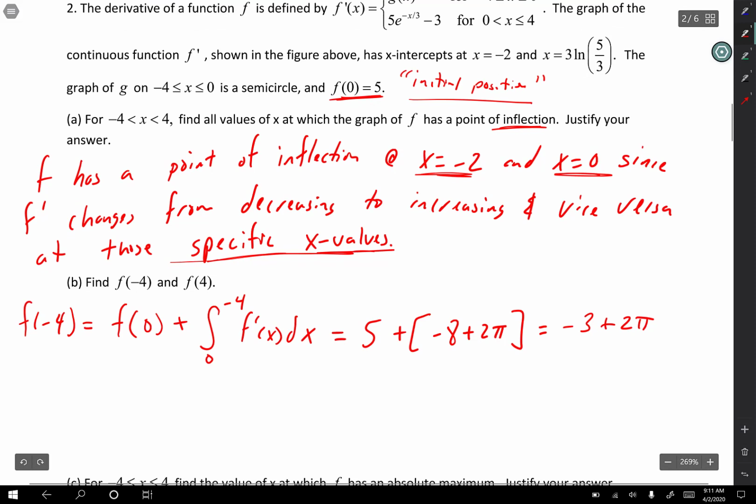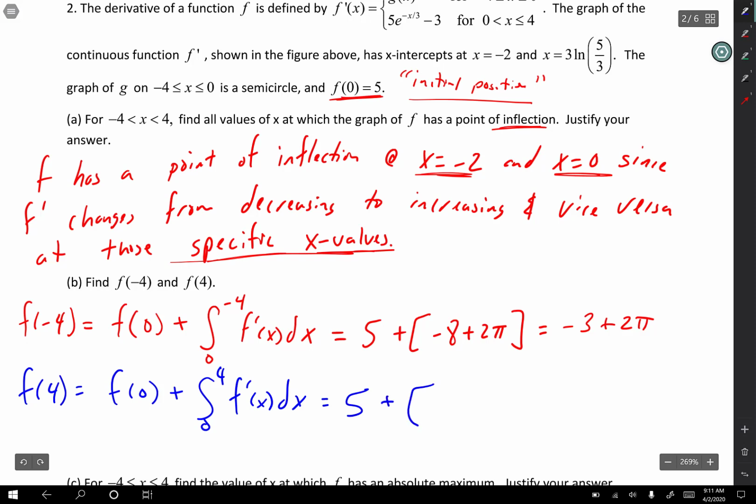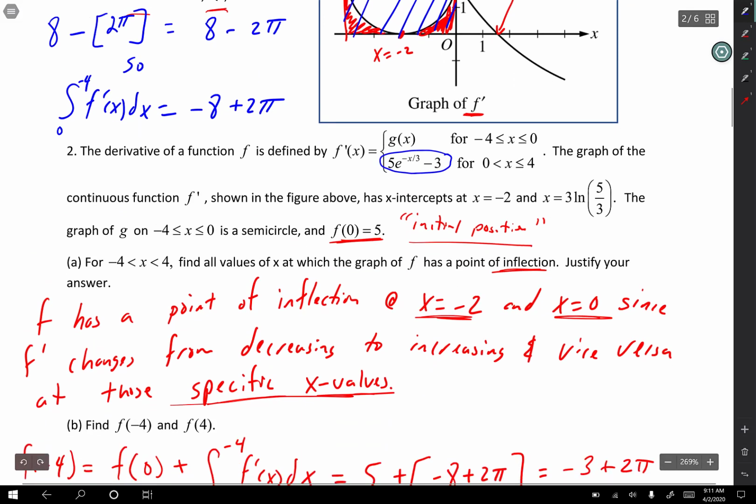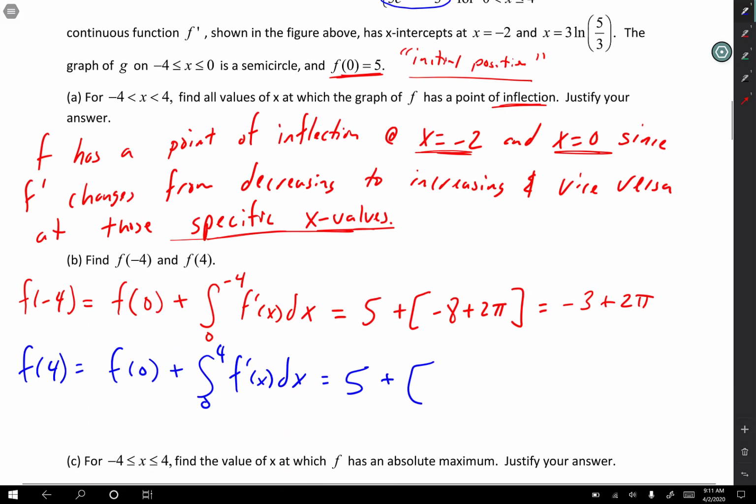Now let's do f of 4. So I'm going to do f of 4 in blue. f of 4 is equal to f of 0 plus the integral from 0 to 4 of f prime of x dx, which equals 5 plus, and let's see. Oh, okay. This time they are checking to see if you know how to do antiderivatives. All right, that's cool. I'm cool with that.